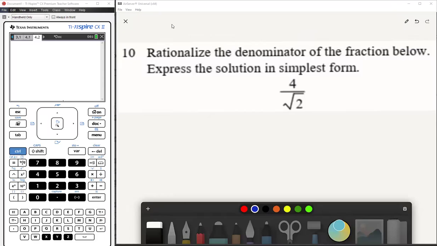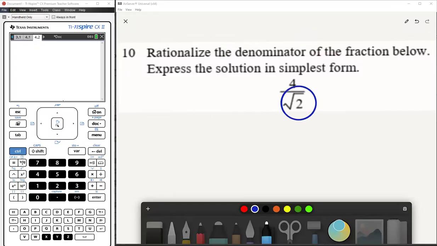All right, guys, this is question number 10, and it's a constructed response question, and they want you to rationalize the denominator of the fraction. Basically all that means, because we have not done radicals in the denominator, is that they don't want a square root in the denominator.